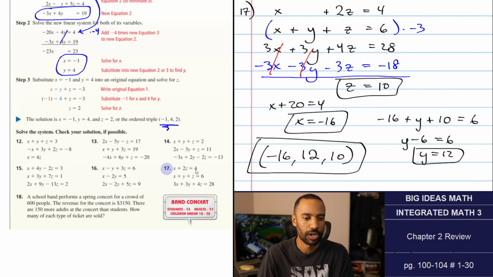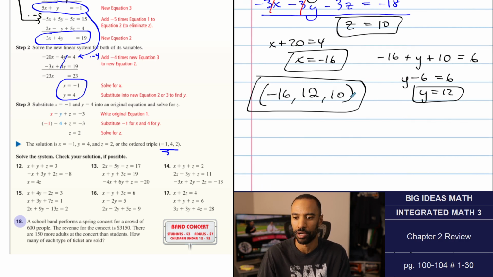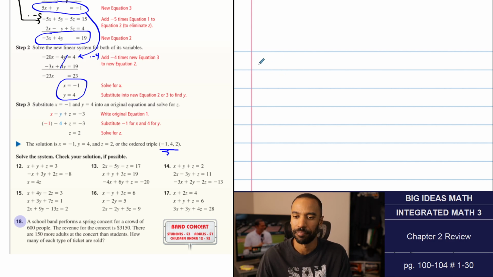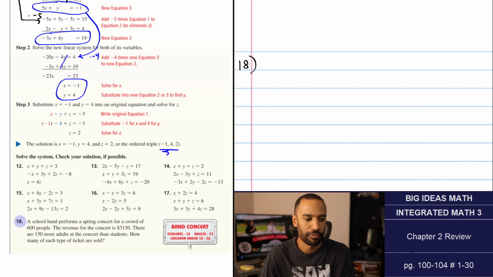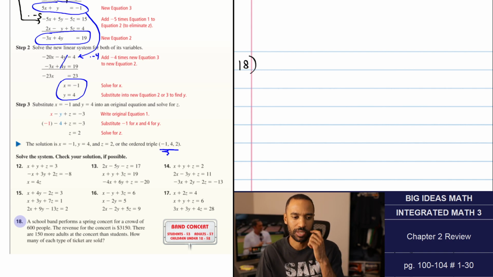All right, we have one more here, which is a word problem. Now, on this word problem, we're going to have to come up with our own system of 3 based off the information, and then we'll solve that system of 3 as a result of it. So, a school band performs a spring concert for a crowd of 600 people. The revenue for the concert is $3,150. There are 150 more adults at the concert than students. How many of each type of ticket are sold?